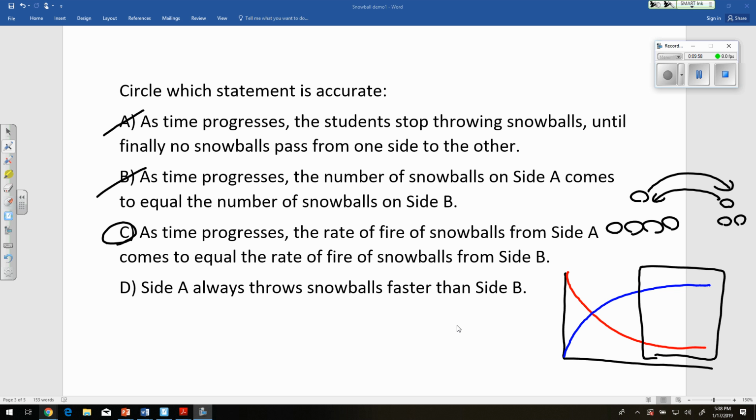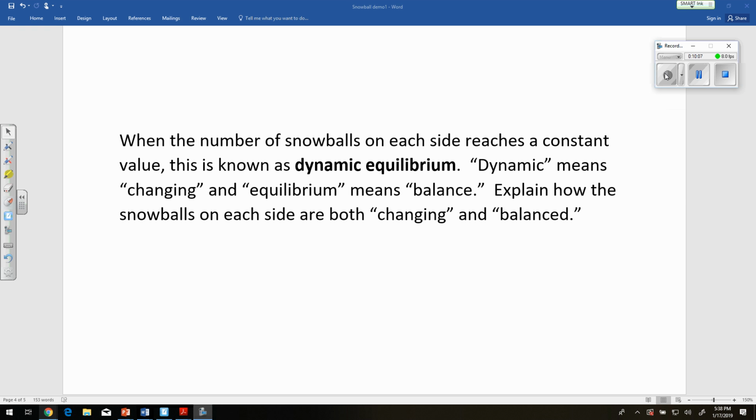Now finally, I want to ask you guys one more question. The question is, when the number of snowballs on each side reaches a constant value, this is known as dynamic equilibrium. Dynamic means changing, and equilibrium means balance. Explain how the snowballs on each side are both changing and balanced when we reach that state of dynamic equilibrium. Answer that question, and then proceed to the next video.